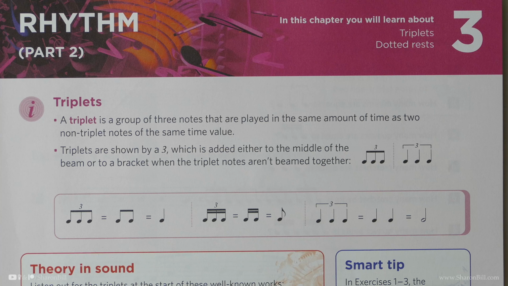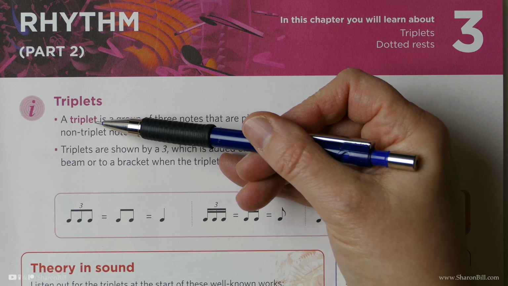Let's press on into the next section of the Grade 2 Discovering Music Theory workbook. We're moving on to Chapter 3, which is the second part of the topic rhythm. So this is page 15 of the Discovering Music Theory workbook for Grade 2. And our topic here is triplets.